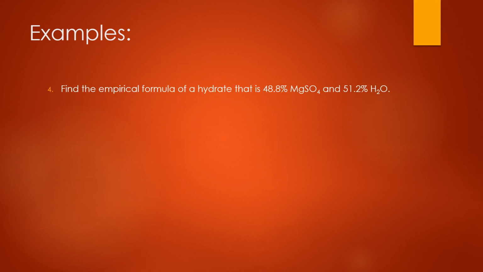So here in example 4, this one's going to be a little bit different than what we've been doing so far. Same concept and everything, except for this time we have a hydrate. It says find the empirical formula of a hydrate that is 48.8% MgSO4 and 51.2% H2O. Just like we saw before, the 48.8% is going to get changed to grams, and so is the 51.2%. So we're going to go ahead and do that. And then, of course, you're going to keep these together this time. So you're going to keep the MgSO4 together, and you're going to keep the H2O together.